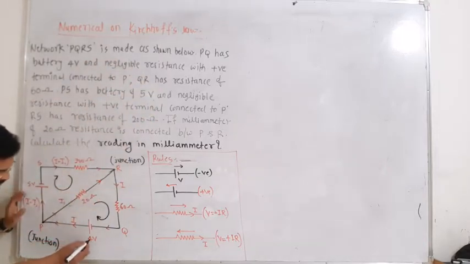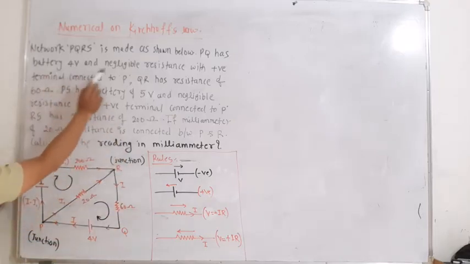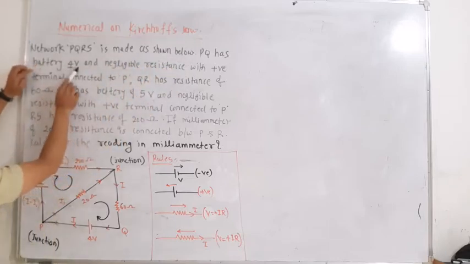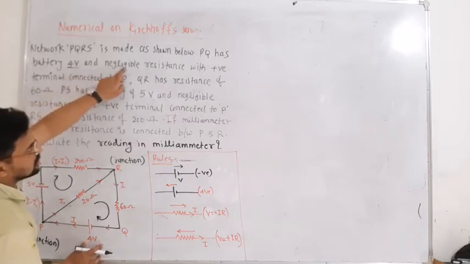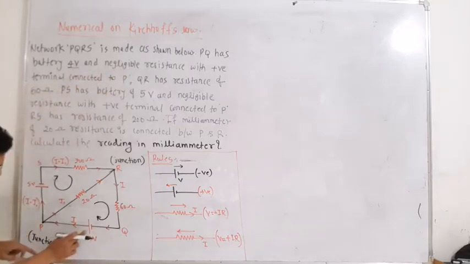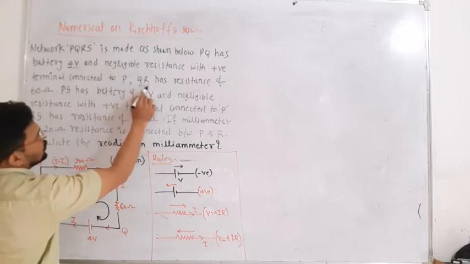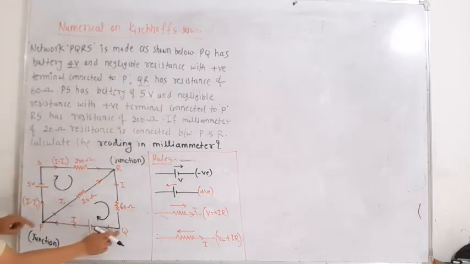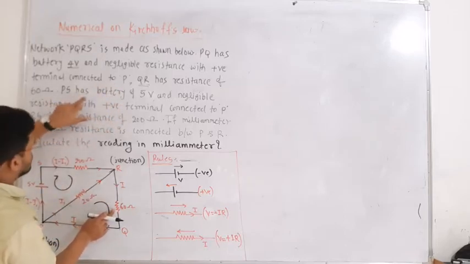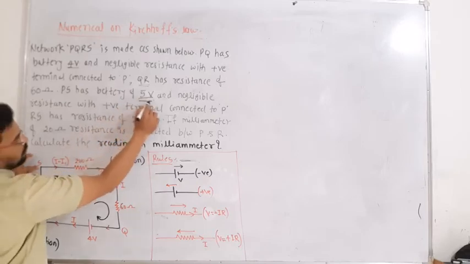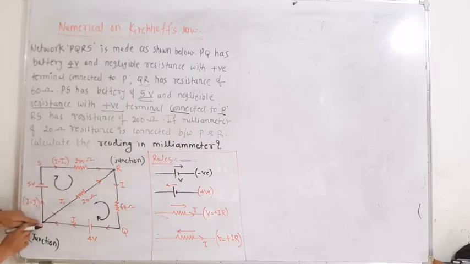Across PQ, a 4 volt battery is connected. It is mentioned here that PQ has a battery of 4 volt with negligible resistance, and the positive terminal is connected to P, hence the negative terminal is connected to Q. Next, QR has a resistance of 60 ohm. Then PS has a 5 volt battery with negligible resistance, with the positive terminal connected to P itself.